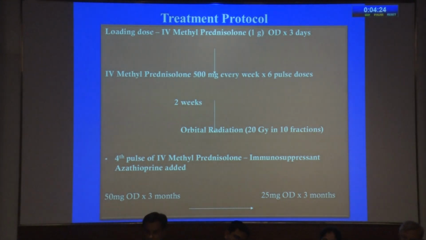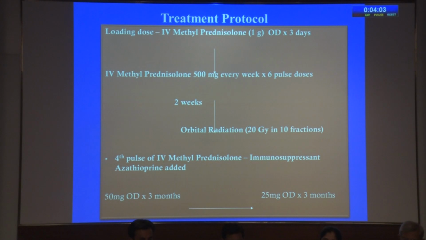So the treatment protocol is, once diagnosed, a loading dose of intravenous methylprednisolone 1 gram IV OD for 3 days, followed by intravenous methylprednisolone 500 mg every week for 6 pulses. After 2 weeks of starting pulse, orbital radiation was given in a dose of 20 gray in 10 fractions over a period of 2 weeks.